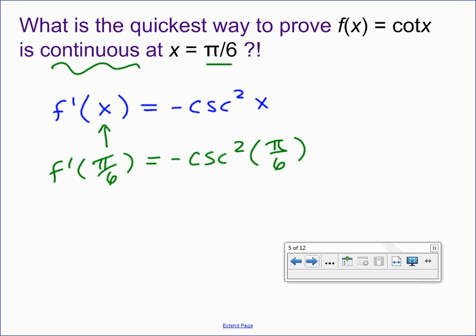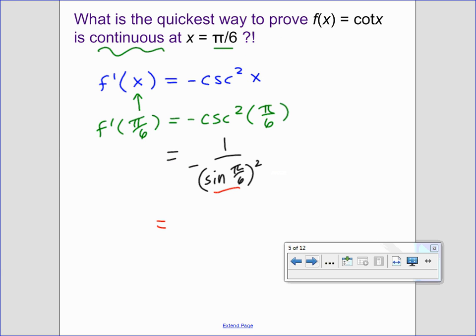I know cosecant is the reciprocal of sine. And so this is the same as 1 over negative the sine of pi over 6, squared. And the sine of pi over 6, we memorized that, first quadrant, is 1/2, right? That's 1/2. And so this would equal negative 1 over, what's 1/2 squared? 1/4. That in turn would be the opposite reciprocal of 1/4, which is negative 4.